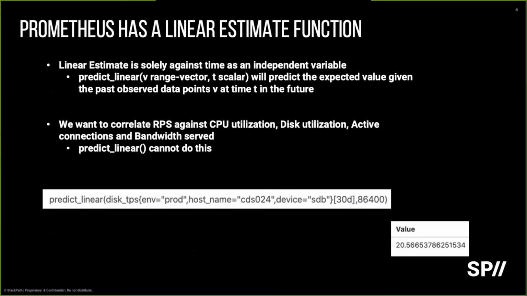Unfortunately, the way that the linear estimate function works is it predicts strictly against time. It does not allow us to predict against multiple vectors. It only allows us to predict a point in time given this one range vector. So for instance, if I was interested in the transactions per second for my disk, I can use predict_linear to say, given the past so many days' worth of history, what is my likely disk transaction per second going to be tomorrow? And it will tell me that particular value. But unfortunately, this only goes across time. And what we want to do is correlate against CPU utilization, disk utilization, and so on. And so the predict_linear function cannot do that.